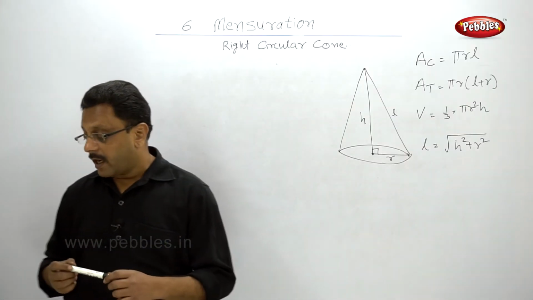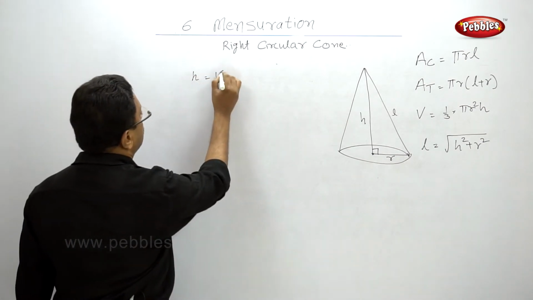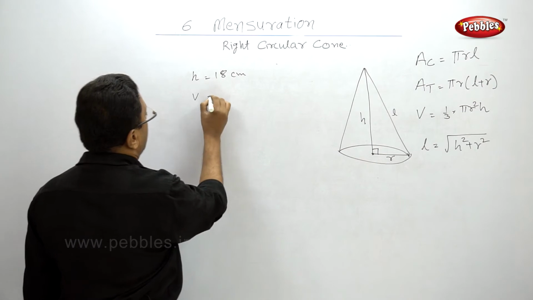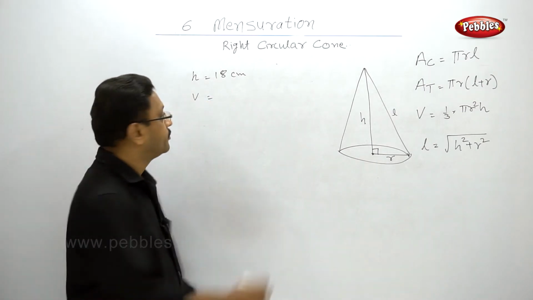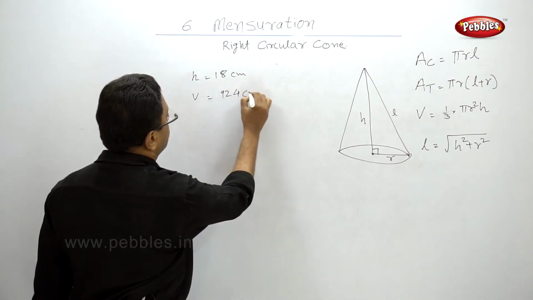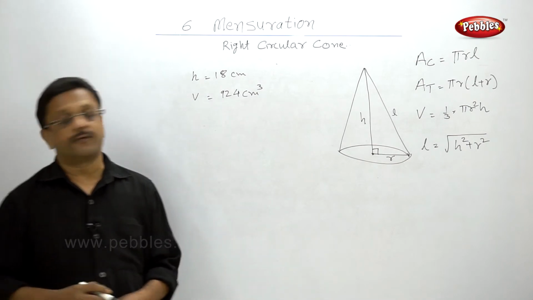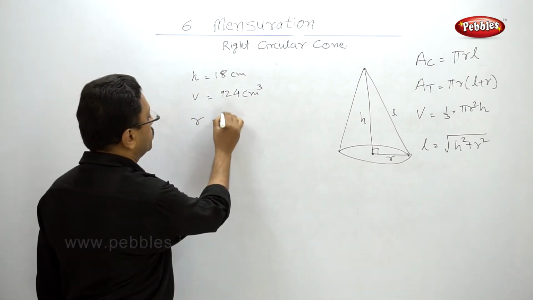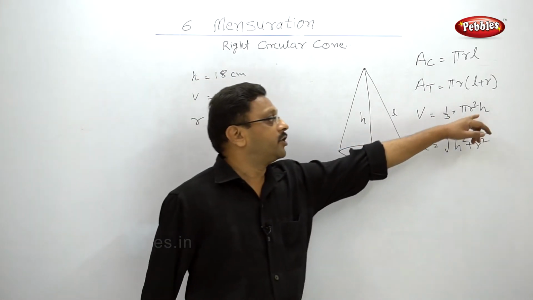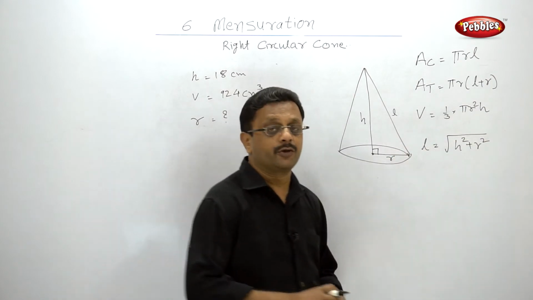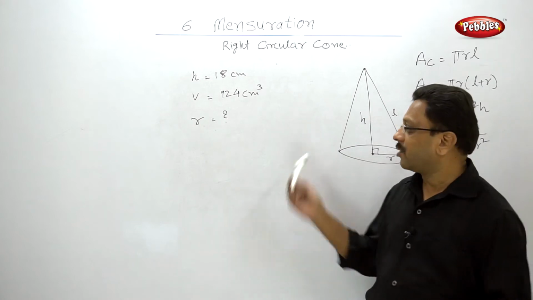The height and the volume of a cone are given: height is given 18 centimeters and volume of a cone is given 924 centimeter cube. Find the radius of the cone. Volume is given, height is given, you have to just find the radius. Direct substitution of formula. Correct? So please pause your video and solve this example.